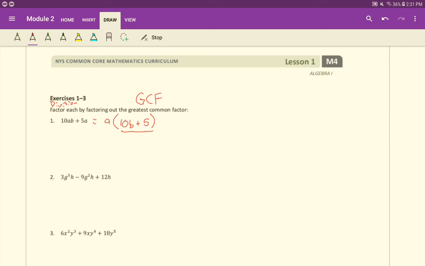And the answer is, well, look at the numbers. Can we divide 10 and 5 both by the same number? And the answer is yes, 5, right? And so we'll take out a 5 with our a that's already out front. Dividing 10 by 5 gives a 2, and then dividing a 5 by 5 leaves a 1. And so there is our GCF.